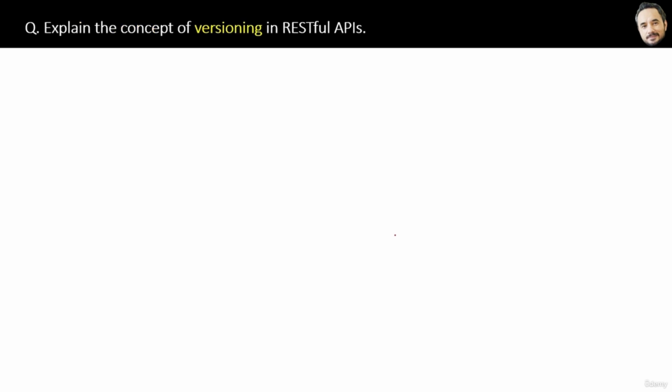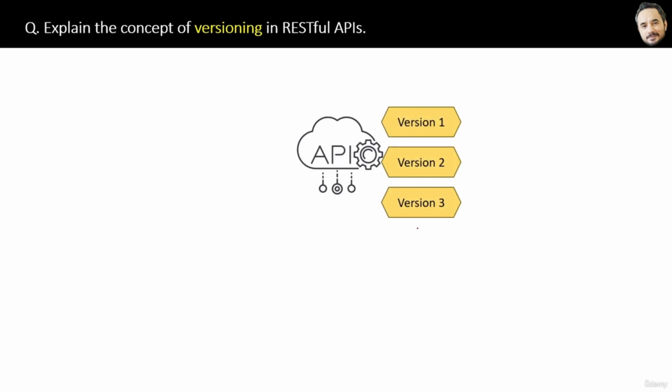Explain the concept of versioning in RESTful APIs. Yes, like we get new versions of mobile phones and software with time, the same is the case with APIs also. With time, as per the new requirements, we create a new version, like version 3 of our REST APIs, and then maintaining all these old and new versions is called versioning.